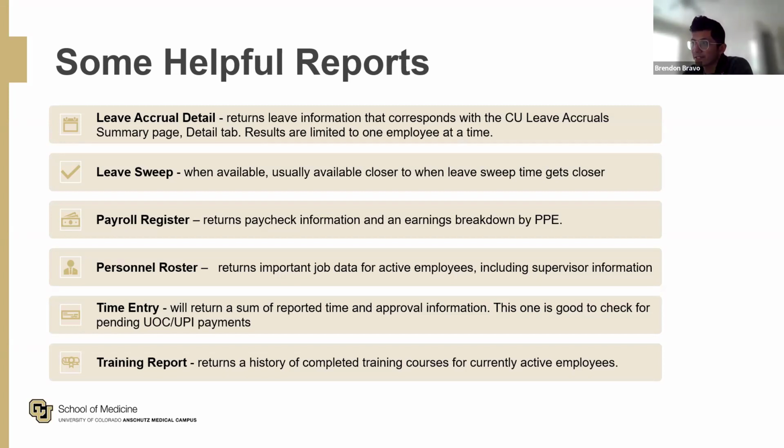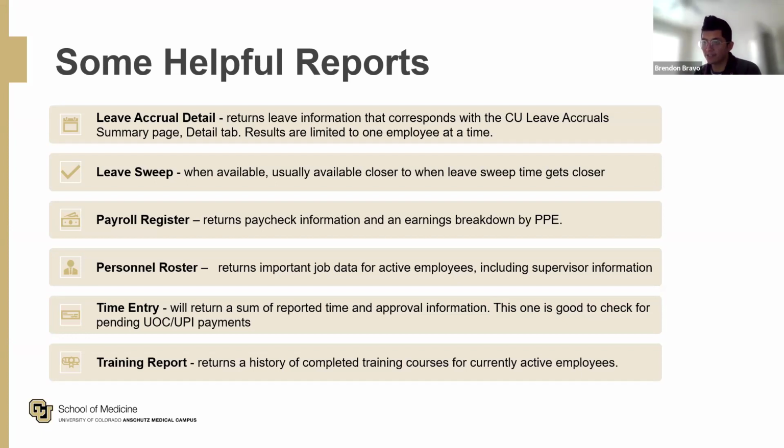The payroll register returns paycheck information and an earnings breakdown by PPE. Sometimes if you're not sure if something got paid out, you can go to the payroll register and look up their employee ID and the effective date of that paycheck, and it'll show you what they got paid and by what earn code. That's only for your department as well. Next is the personnel roster. This returns important job data for active employees, including supervisor information.